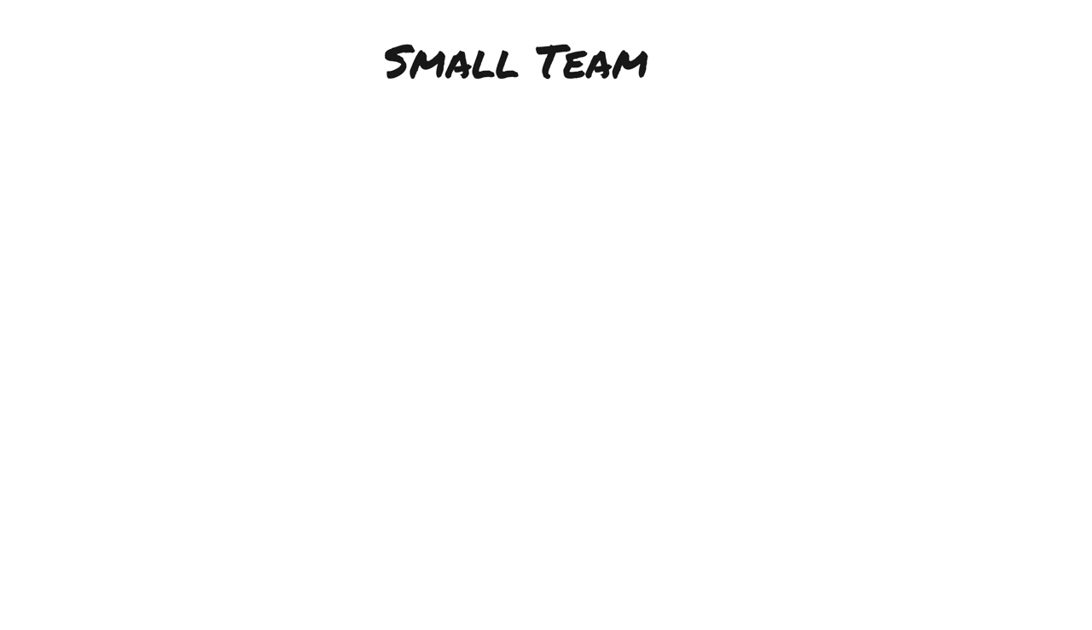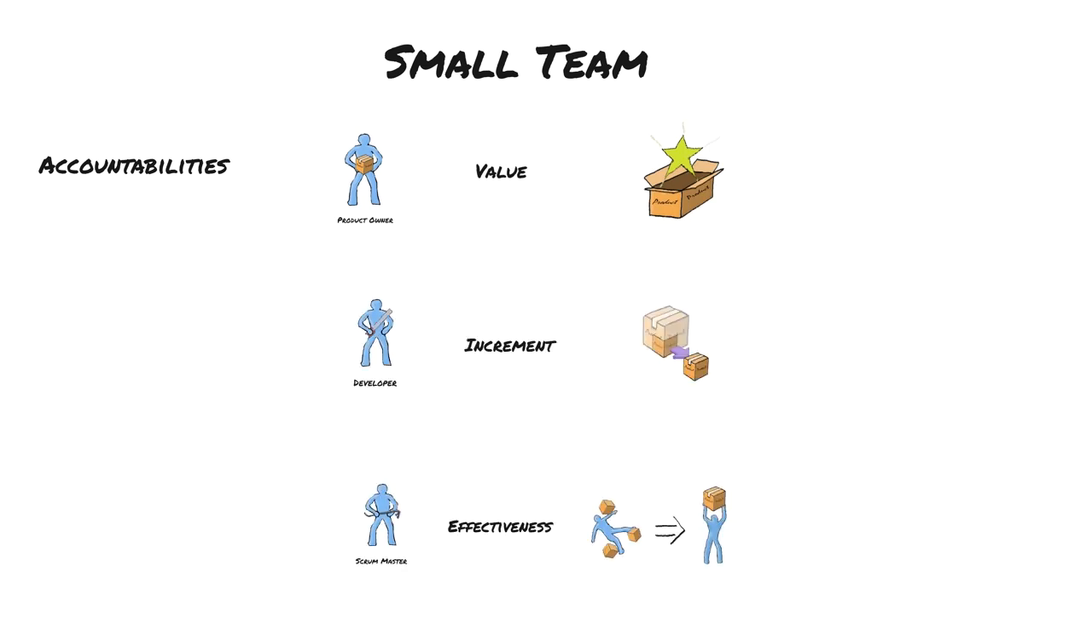Our last thing, and the most important, is the team itself. There is a product owner, developers, and a Scrum Master. These are called accountabilities in Scrum. In a Scrum team, members are responsible or accountable for different elements of the process.